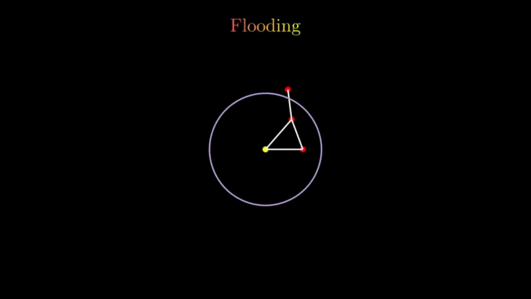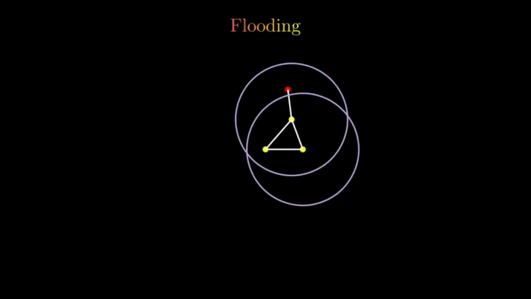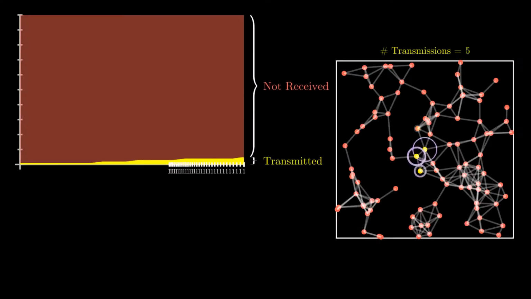A naive algorithm for broadcasting is flooding. Let me explain it using this small graph. Here, the yellow node is the source. Every node transmits the packet whenever it receives it. Let us see flooding in action on a larger graph of 100 nodes.